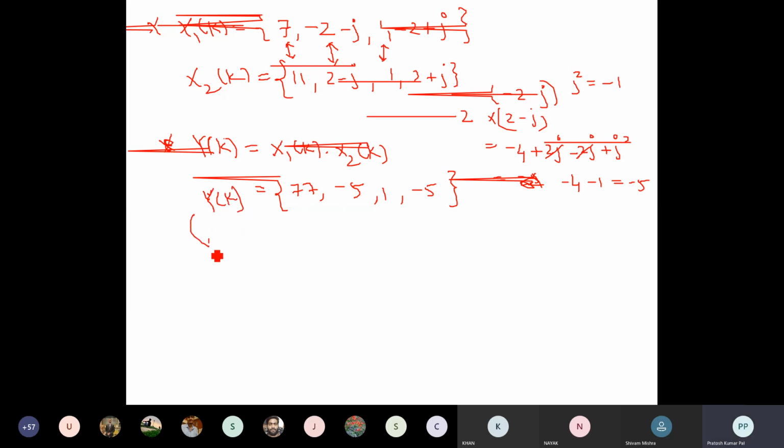But we need to find out y of n, because circular convolution of two signals we will represent as y of n in the time domain. So to find out y of n from y of k, what we will do? We will find out the IDFT. Okay, so we will find out the DFT of the sequence 7, 7, minus 7, 1 and minus 5.